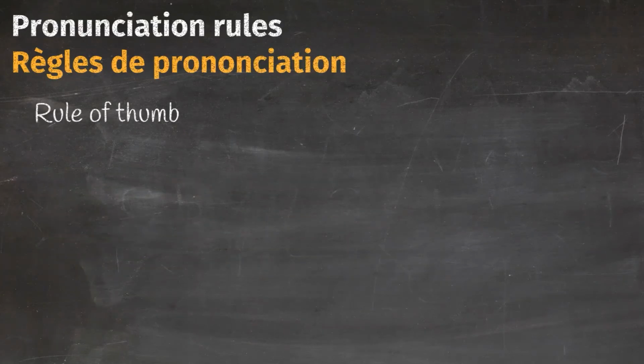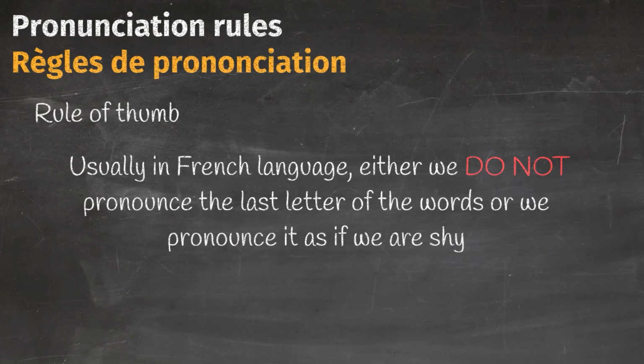Now, I want to share with you a rule of thumb. Usually, in the French language, either we do not pronounce the last letter of the words, or we pronounce it as if we are shy. For example, we do not pronounce this word "non" fully, but softly, like we are a bit shy to pronounce the last N. Again, non. Next one, it is not "jeter" with the R, it's actually "jeter". We do not pronounce the final letter, so we do not pronounce R. And the last one, it is not "appeler" with the R, it's actually "appeler". Again, we do not pronounce the final R.